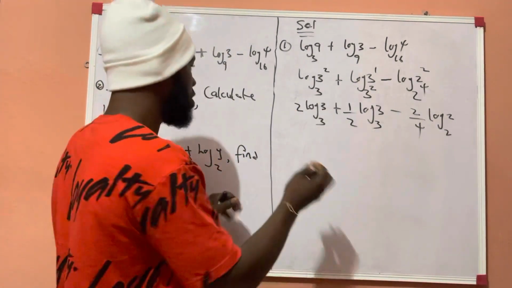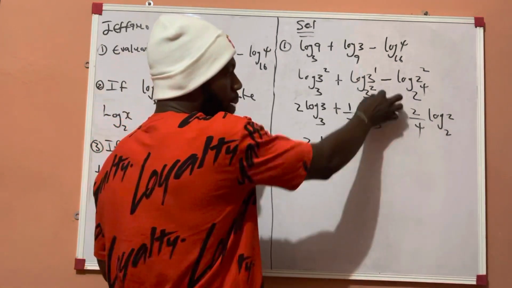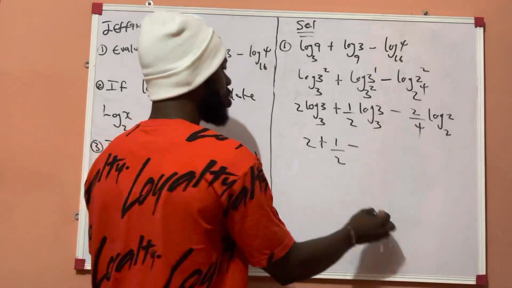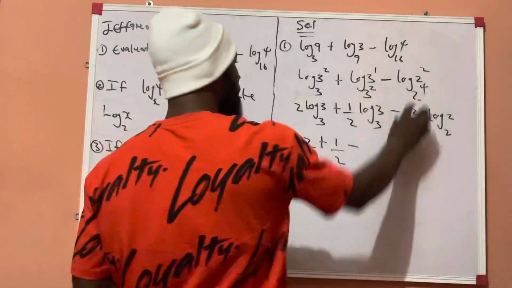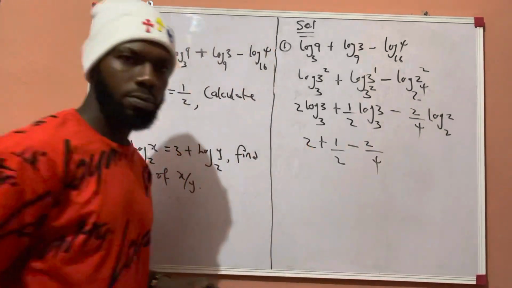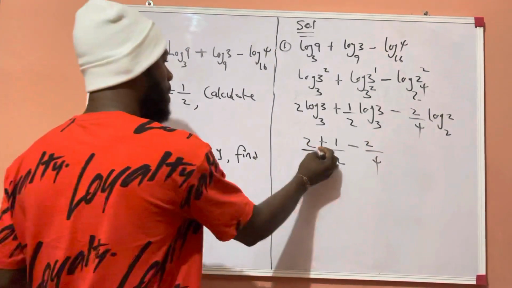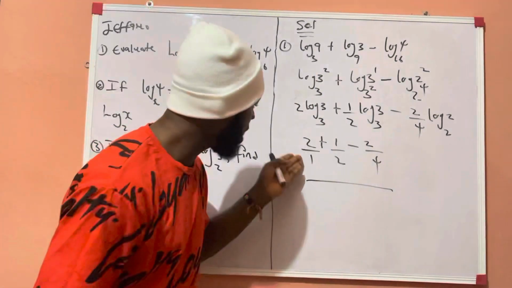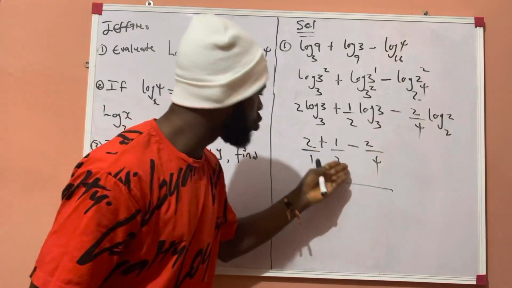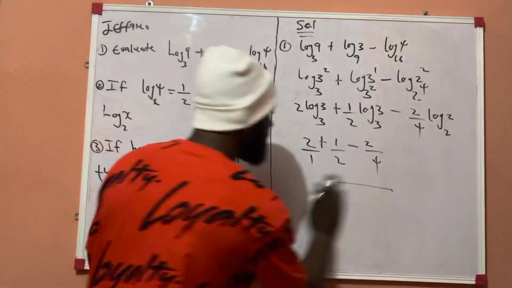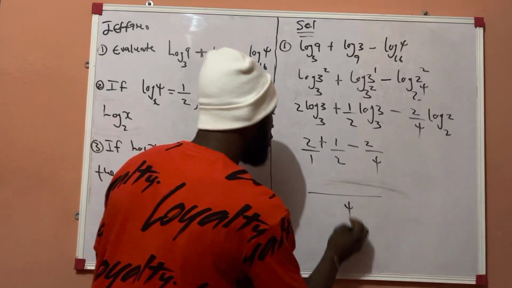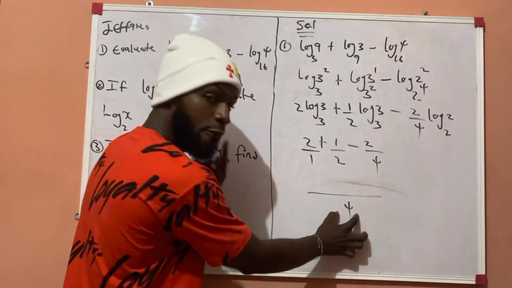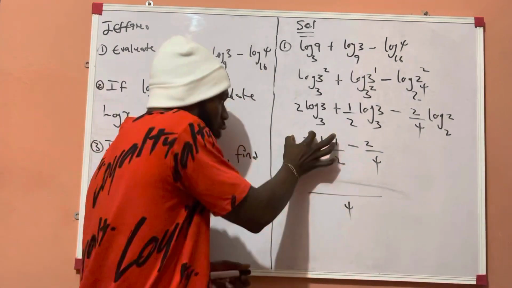Now, what do we have left here? 2 plus log 3 base 3, which also is 1. What do we have left here? 1 over 2 minus log 2 base 2, which is 1. What do we have left here? 2 over 4. Now, this is a fraction. So what do we do? Base 2 over 1 and look for the LCM. We look for the LCM of the denominators, which are 1, 2, and 4. The LCM of 1, 2, and 4 will give us 4. Now, how many times will 1 divide 4? 4 times. 4 times 2 will give us 8.